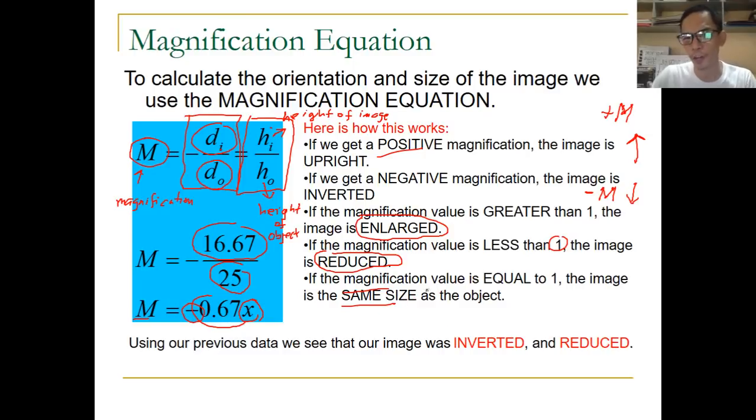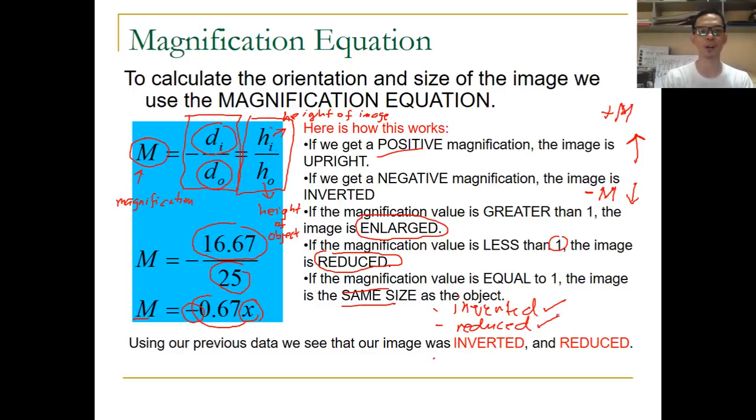So if we work on this problem, what is the characteristic of the image produced by the mirror in that problem? In this case, the magnification is negative, so the image is inverted. The value is less than 1, so it is reduced. So the image is inverted and reduced. That is how you use your magnification equation.